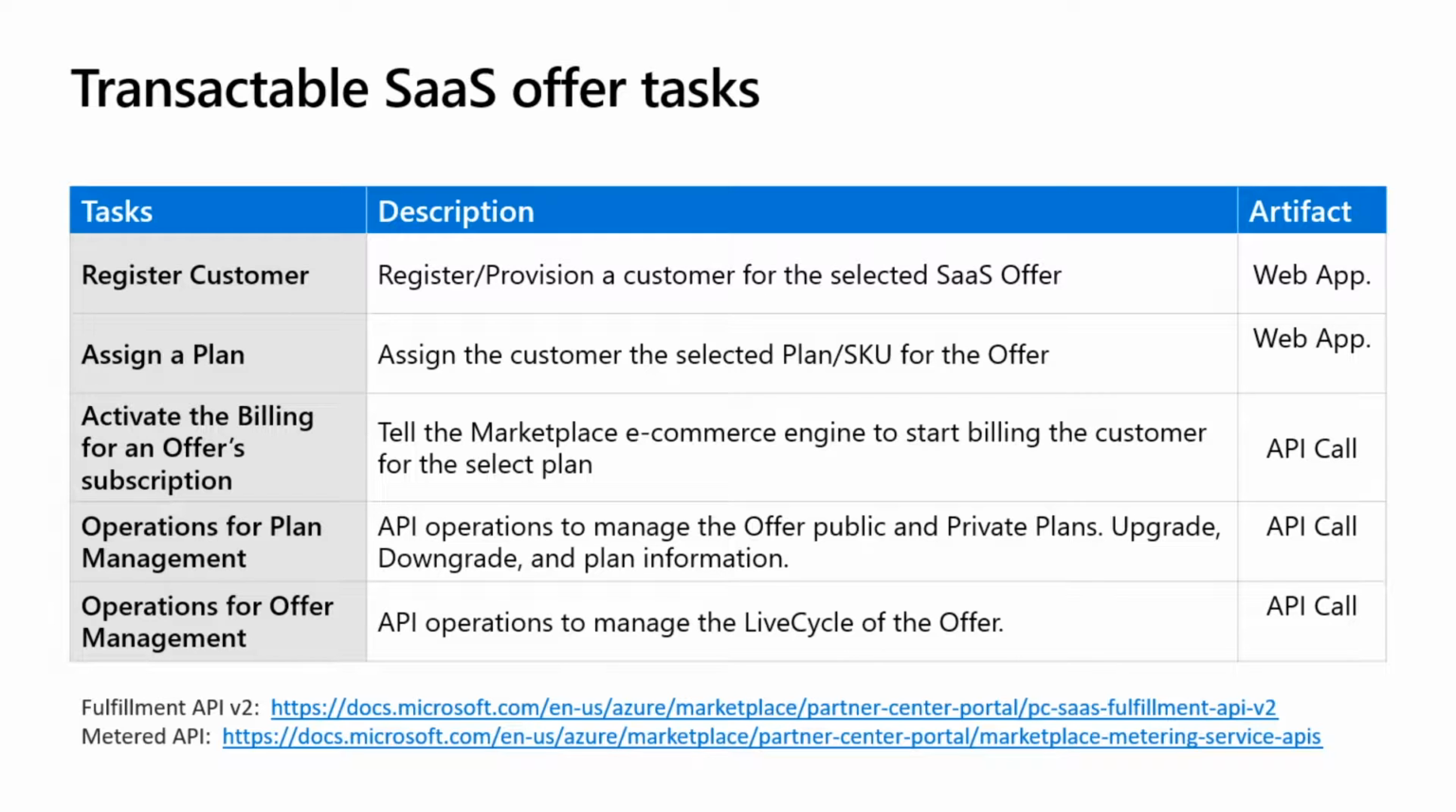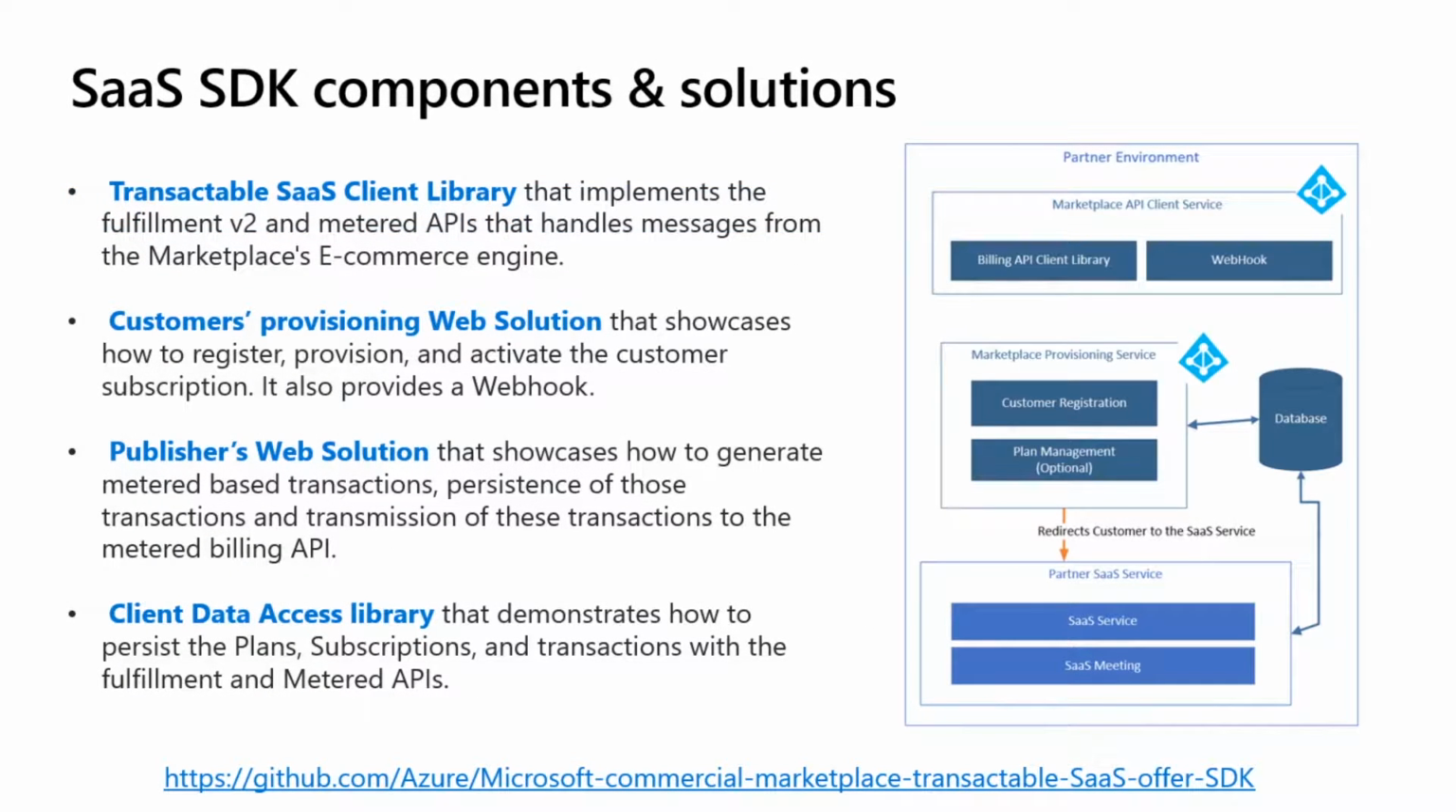Okay. To make your life a little bit easier and to provide you a stepping stone, so you don't have to basically jump directly into building this, we have created a SaaS SDK, and that includes core components like the Transactable SaaS client library, which implements the fulfillment V2 API and the meter APIs. This library is basically a pure implementation on .NET Core of the API. So if you feel the need to basically build it yourself, the documentation is on Azure Docs.